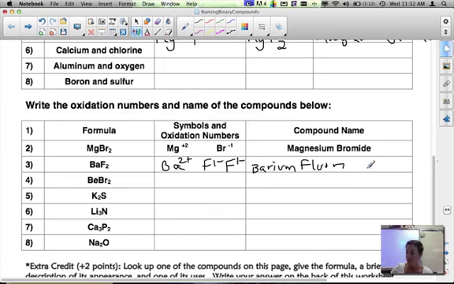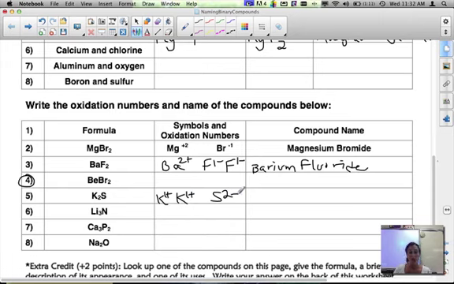All right, number 4 is very similar to number 3, so go ahead and do that one. Let's look at number 5. Number 5, we have 2 potassiums and 1 sulfur. The first element's always positive, the second element is negative. Since I have 2 potassiums, each of them must be a positive 1 charge, and then sulfur must be a negative 2 charge so that we can balance out those charges.